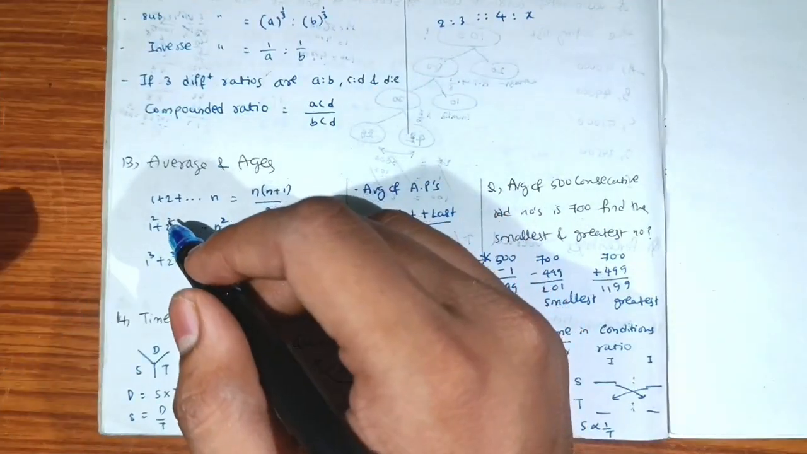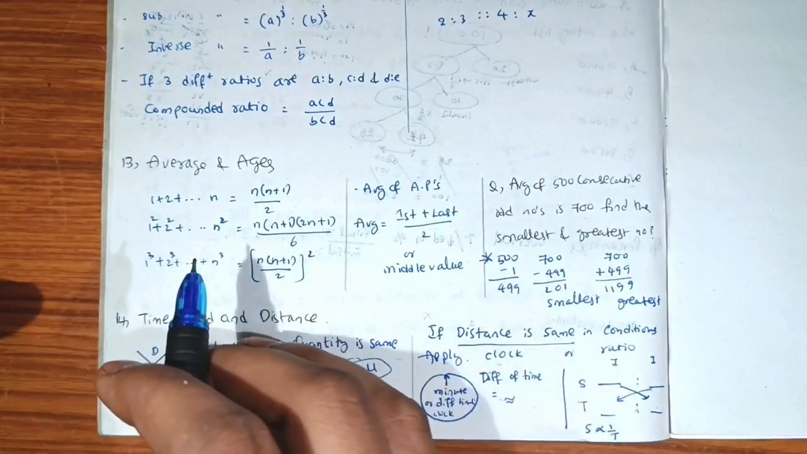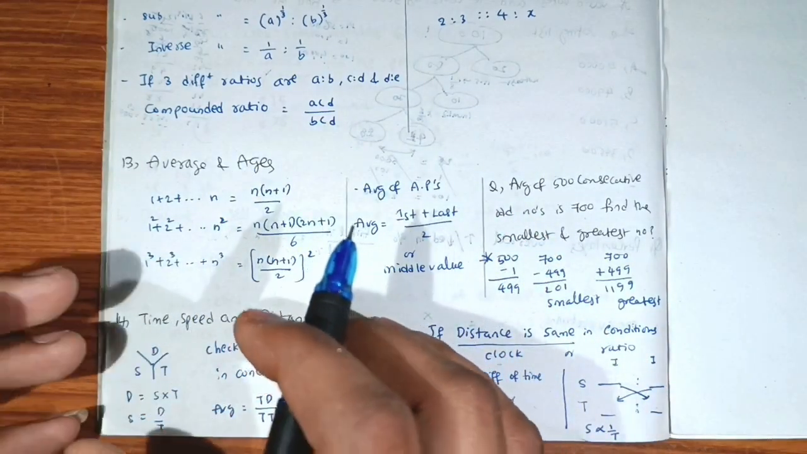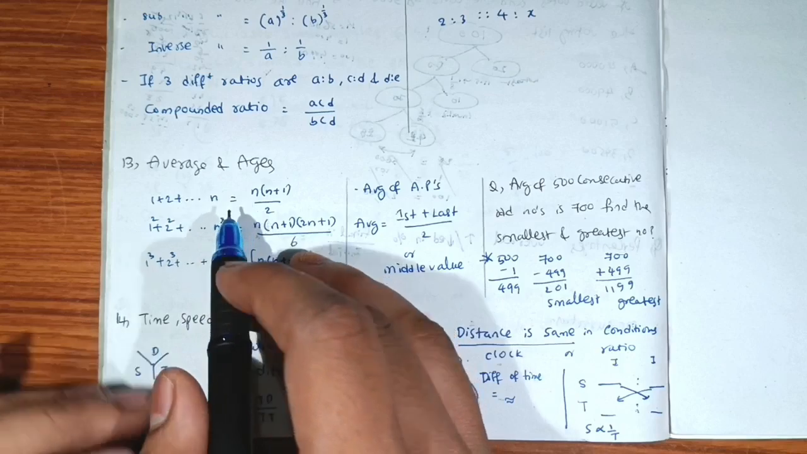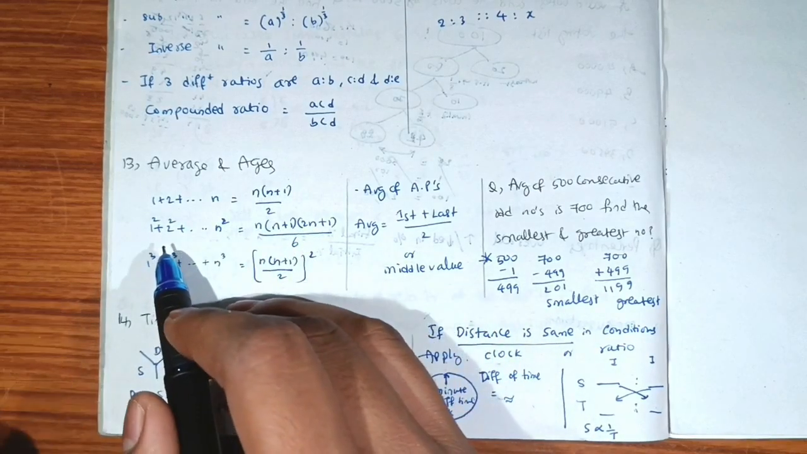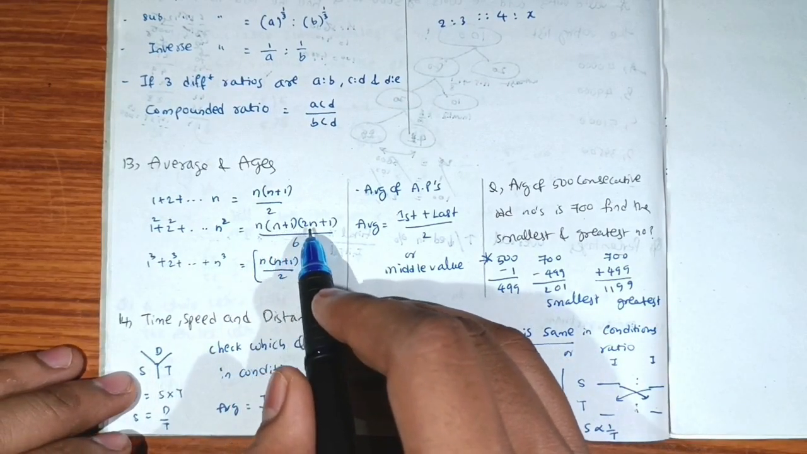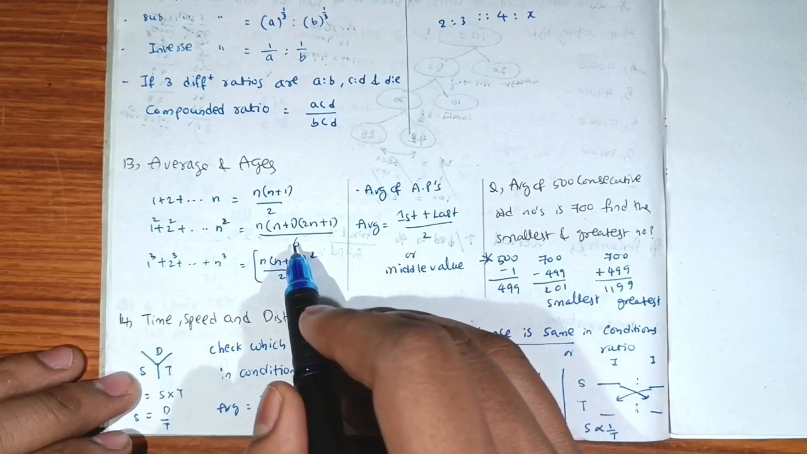After that we have seen the averages and ages topic. In averages we need a few formulas: the sum of n natural numbers is n into n plus 1 by 2, and the sum of the squares of n natural numbers is n of n plus 1 into 2n plus 1 by 6.